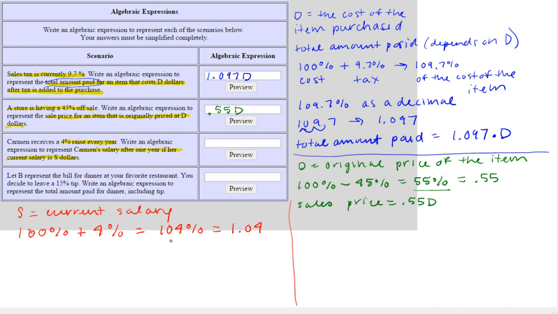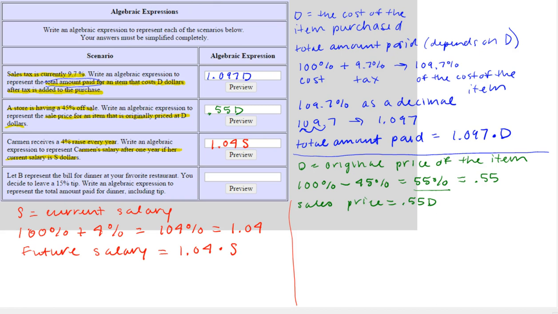So, after 1 year, her salary is, let's see, what should we call this? How about future salary? Is going to be 1.04 times her current salary, which is given to us as S. And again, we don't usually write the multiplication sign. We definitely write the decimal. So 1.04S.